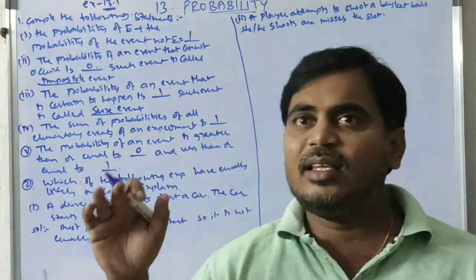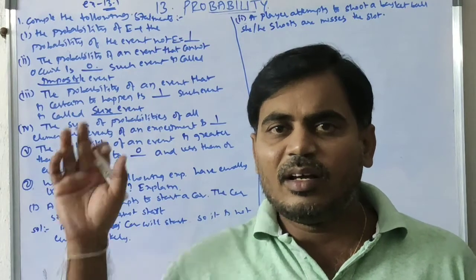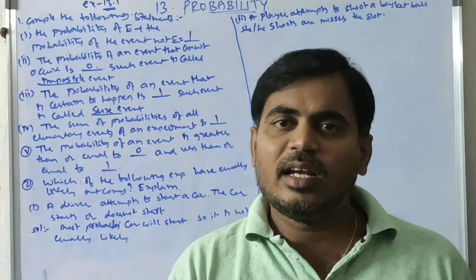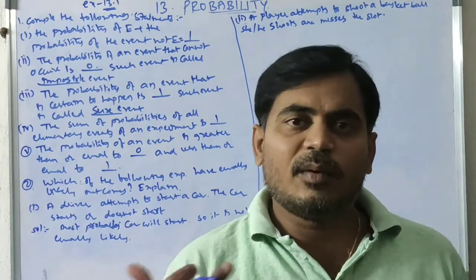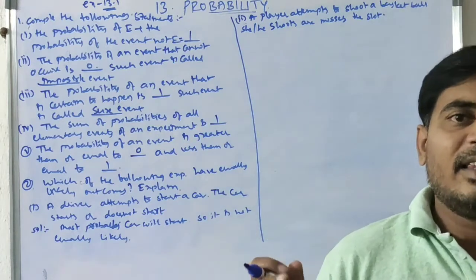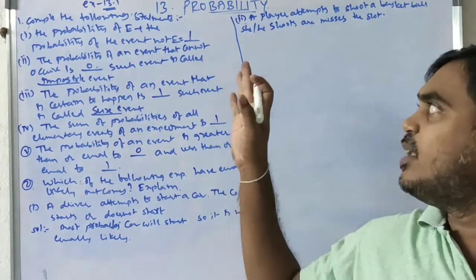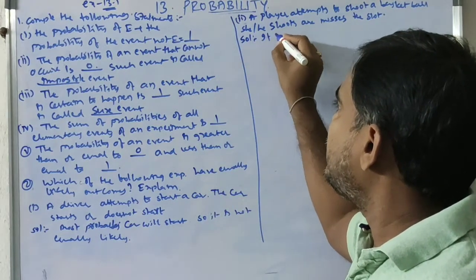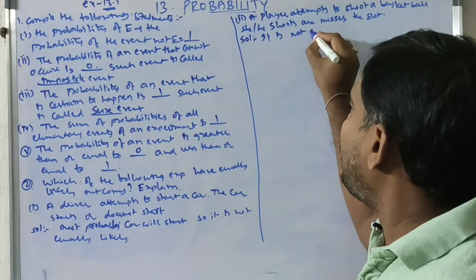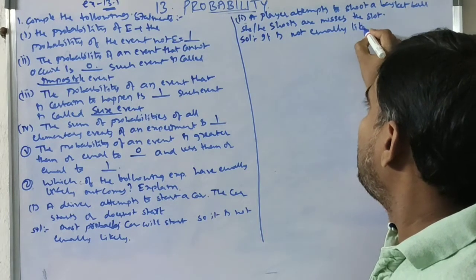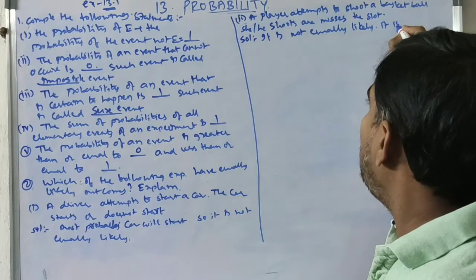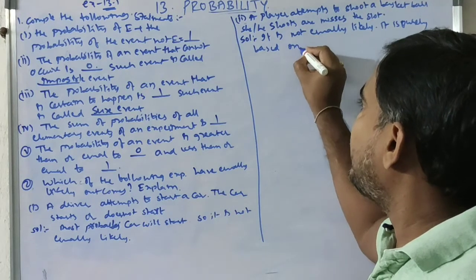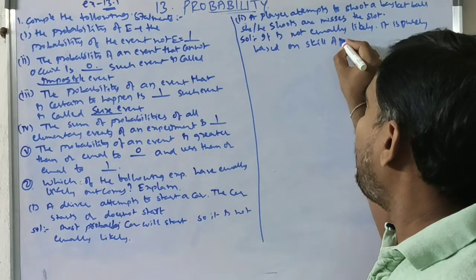If the player is skillful, then he can shoot and the possibilities are more. If the player is less skillful, then the chances are less. So it is not equally likely. It is purely based on the skill of the player.